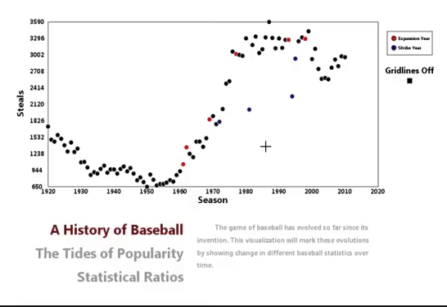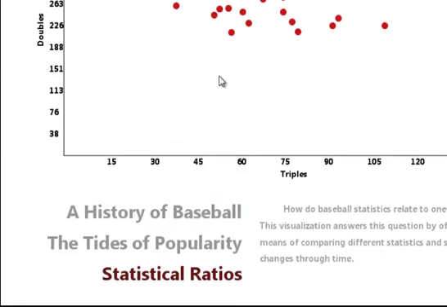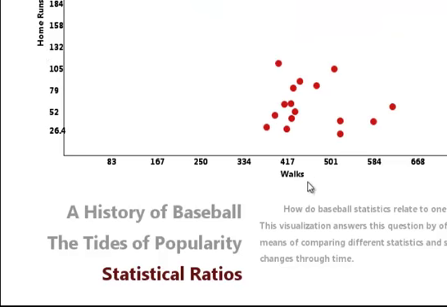A true baseball fan would also be interested in seeing different statistics versus each other and their correlation, and we can see this in the statistical ratios graph. Like the previous graph, we can change the statistic by clicking on the axis. So for example, we can also see home runs versus triples and home runs versus walks. Each star represents a specific team, which we can see by scrolling over.